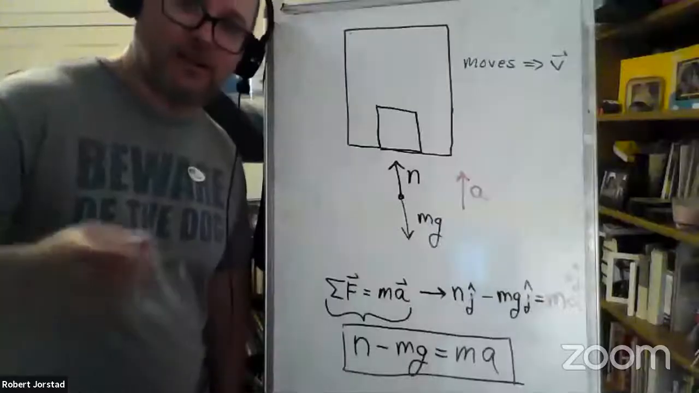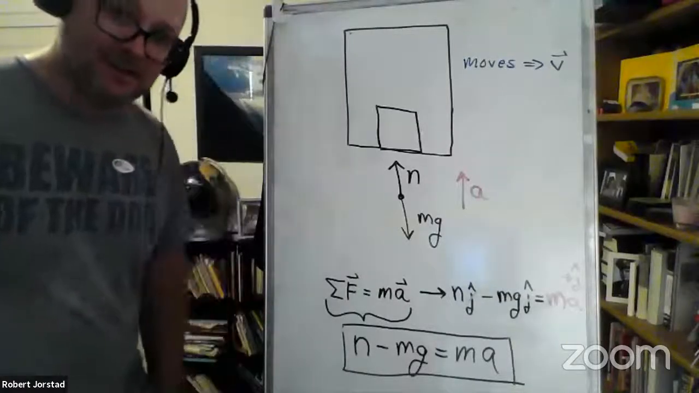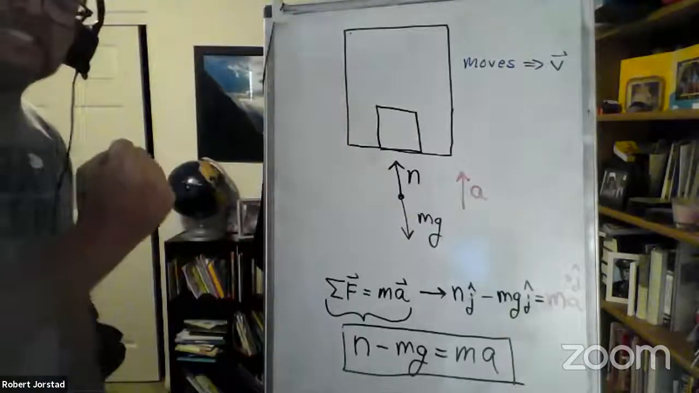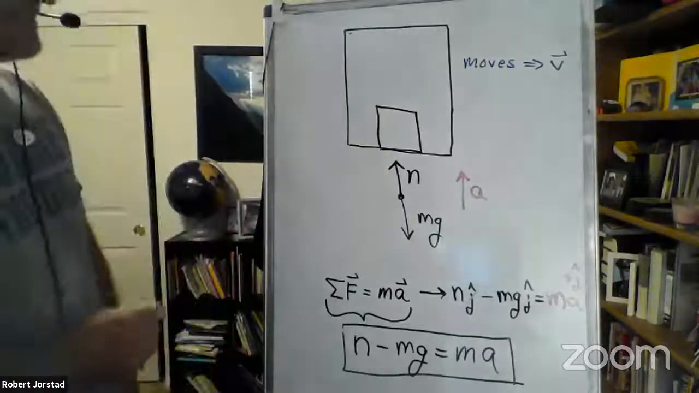What would be true about your motion if the acceleration was 0? Velocity is constant. Sneaky, isn't it? You see where I'm going with this?